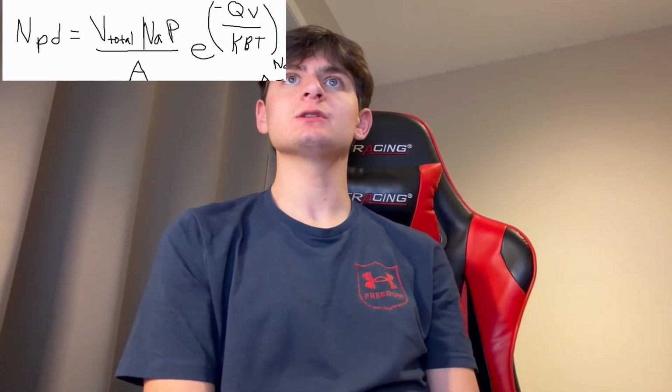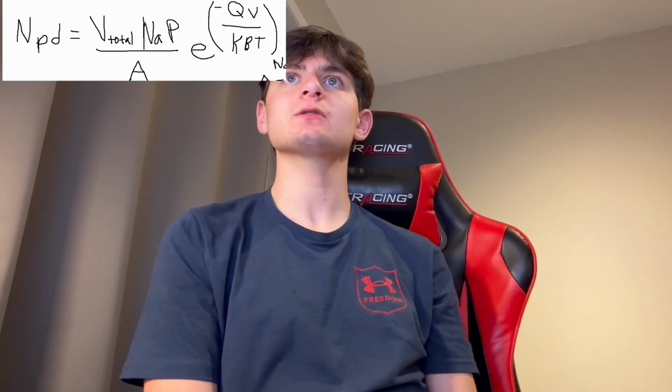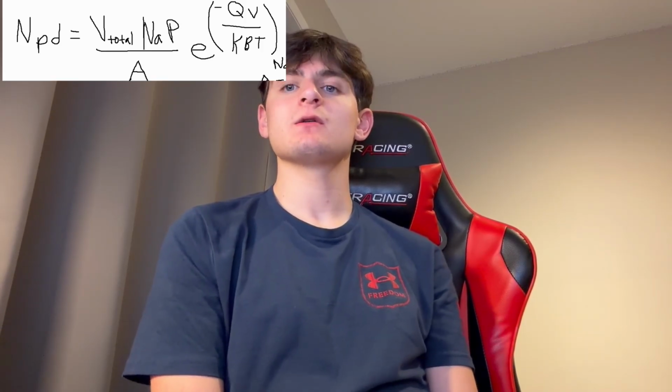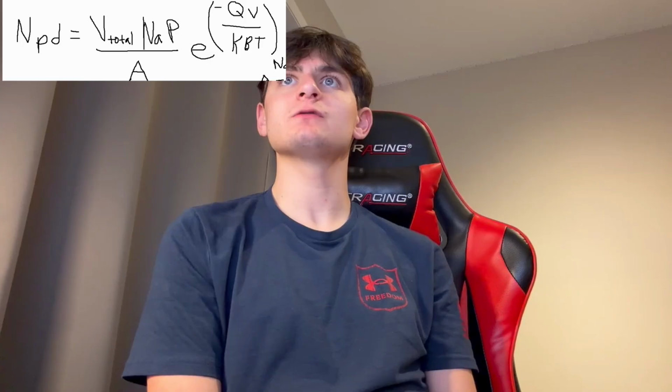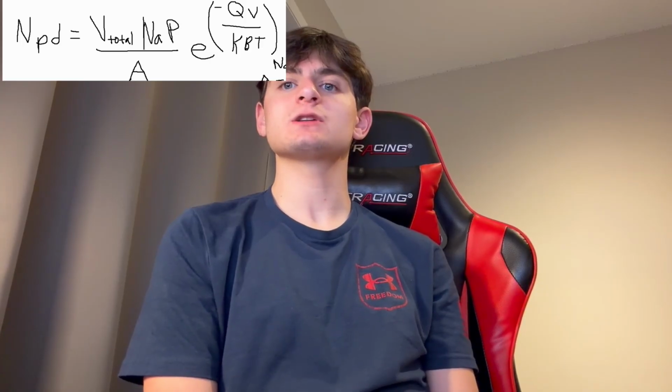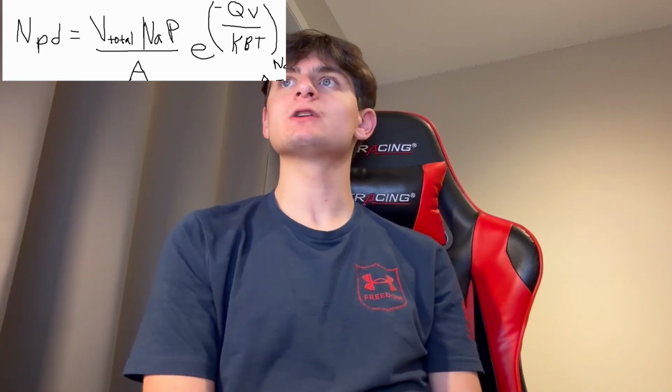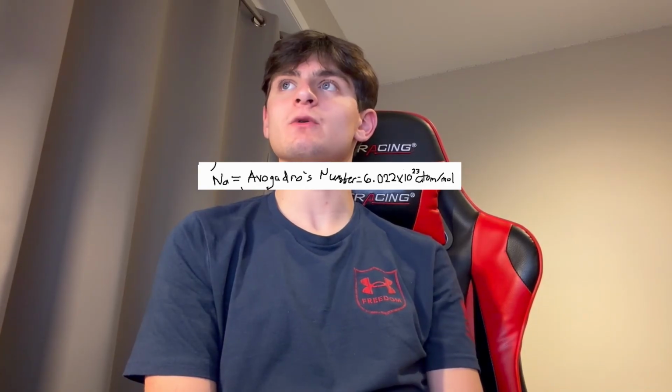And now I'm going to pass it on to Caleb, who's going to tell you how the total vacancies in the material per cubic meter affect the overall yield strength of that material. In order to solve for the vacancy occurrence probability, we will use the formula NPD is equal to V total times NA times P divided by A, which is multiplied by e to the negative QV divided by KB times T power. This uses Avogadro's number, which is 6.022 times 10 to the 23rd atoms per mole.